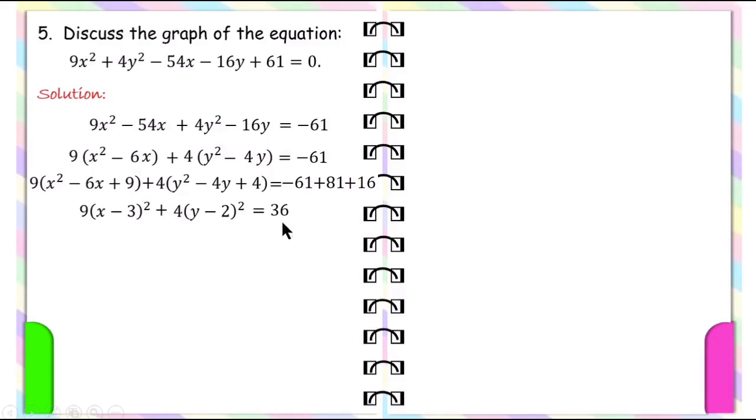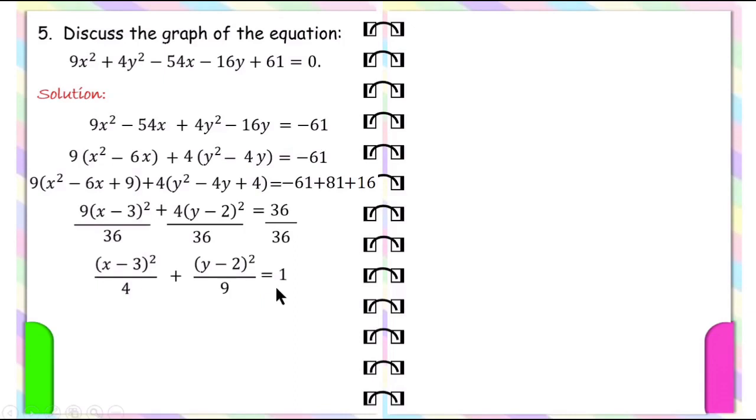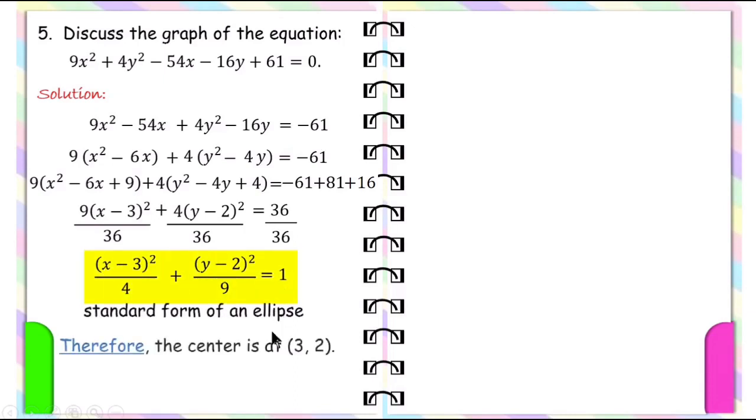The right-hand side should be equal to 1. Thus, we divide the equation by 36. So the standard equation of the ellipse is x minus 3 quantity squared over 4. 9 over 36 is 1/4, plus y minus 2 quantity squared over 9. 4 over 36 is 1 over 9, equals 1. Therefore, the center is at 3, 2.